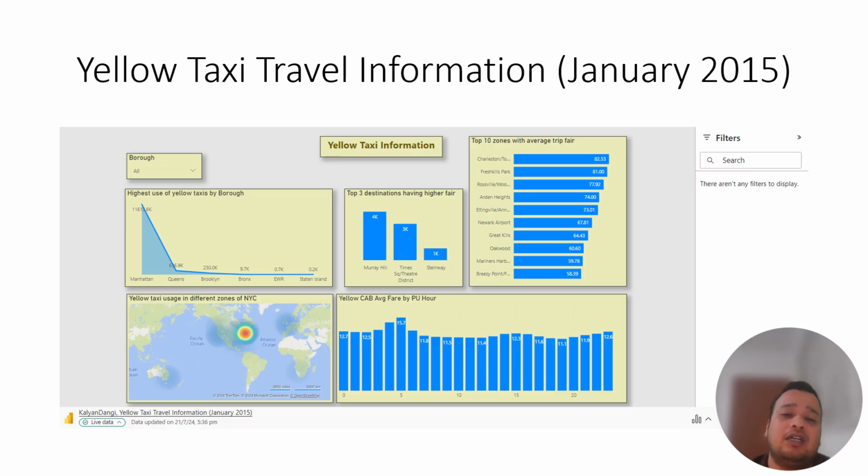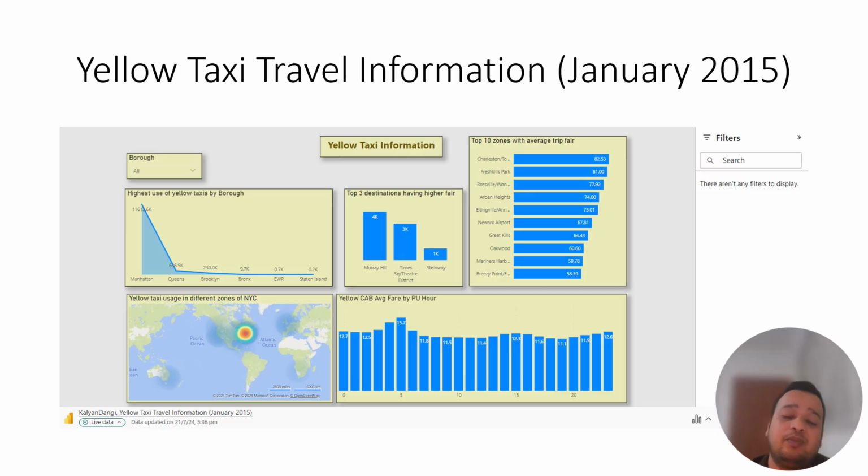Lastly, the cluster bar chart compares the top 10 zones based on the average trip fare, with the highest average fare of 82.53 found in Tottenville and Charleston. And Manhattan also accounted for 92.98% of the total yellow taxi usage. The average trip fare is highest at 82.53 in Tottenville, Charleston, at 5 p.m.